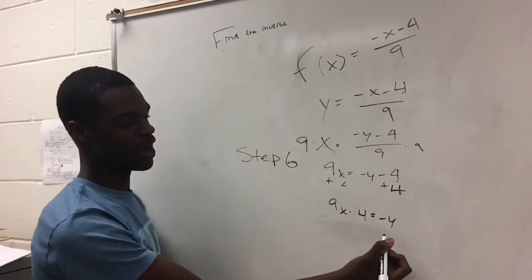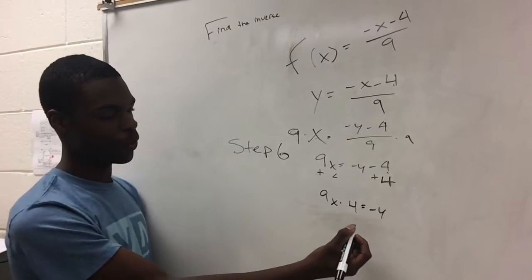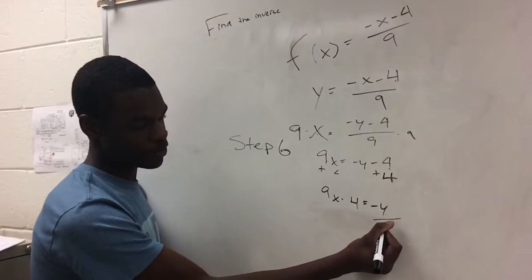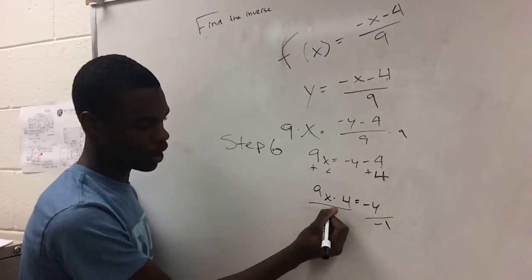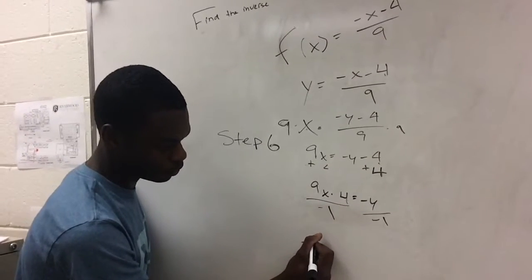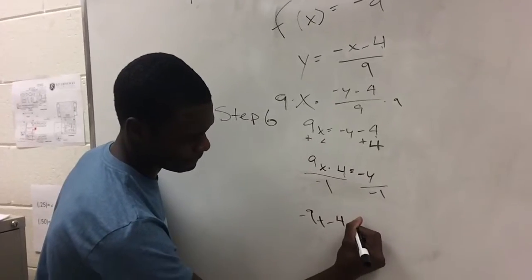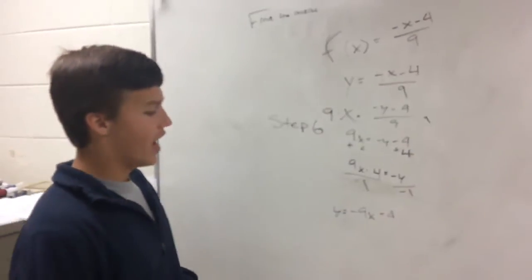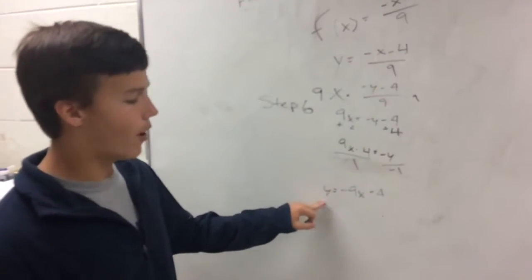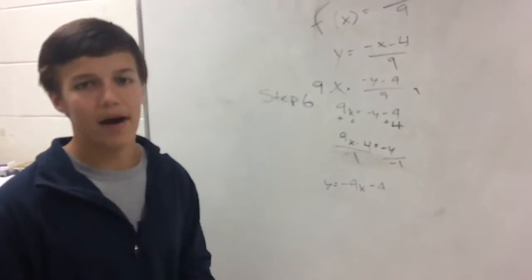For step number 6, you have to get the negative away from the y. You do that by dividing both sides by negative 1. And then you'll have, here we are at the end of our first question, and here's our answer. y equals negative 9x minus 4. See you for the next problem.